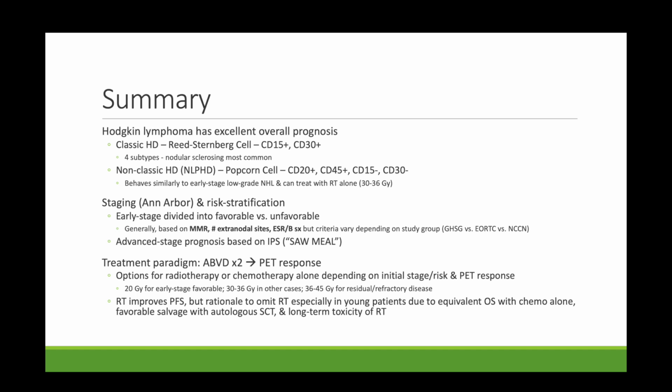In terms of doses, think about 20 to 30 gray for early stage, favorable, 30 to 36 gray in all other cases, and then going up to 36 to 45 gray if patients have residual or refractory disease. And when we talk about studies, we will talk further about how radiation improves the progression-free survival. But remember, we mentioned that there is a rationale to omit radiation, especially in young patients, just because of equivalent overall survival with chemotherapy alone, as well as favorable salvage options for these patients.